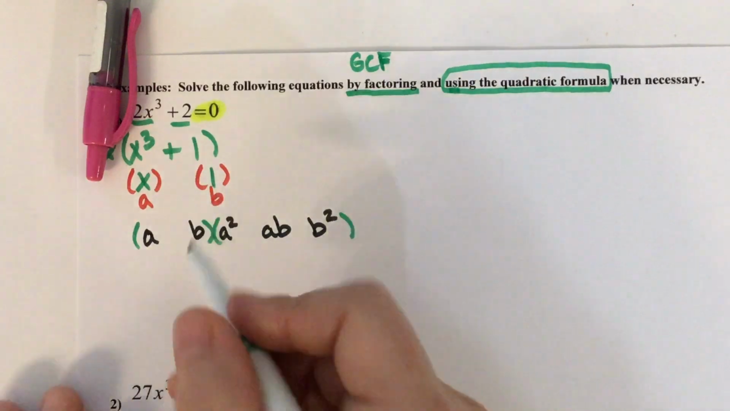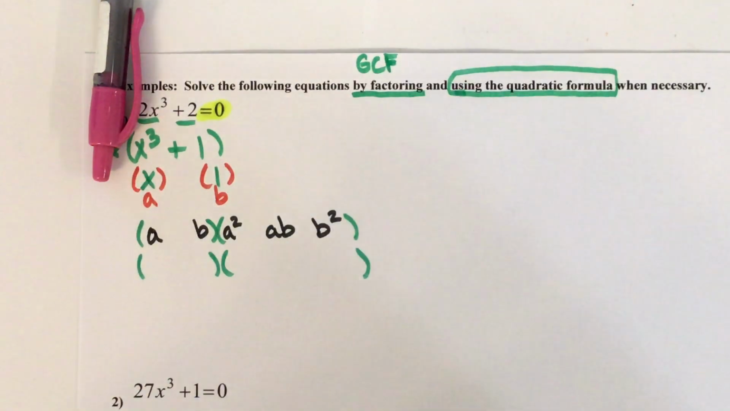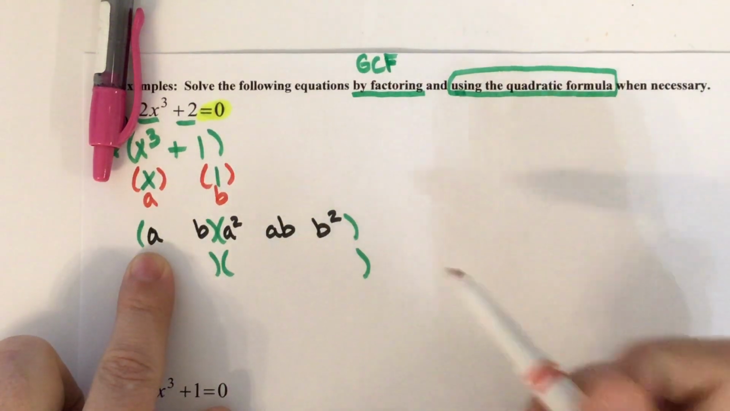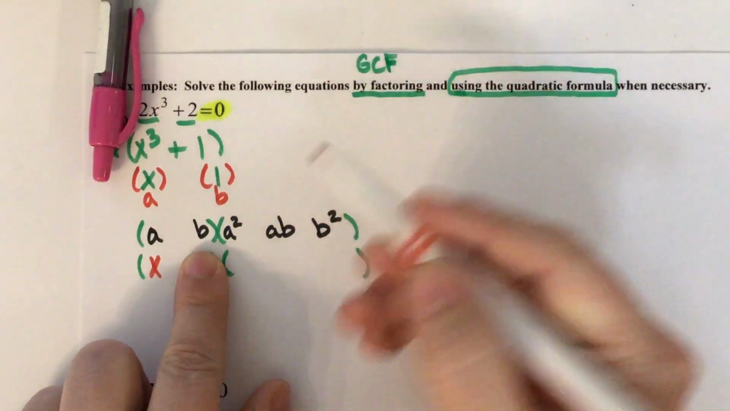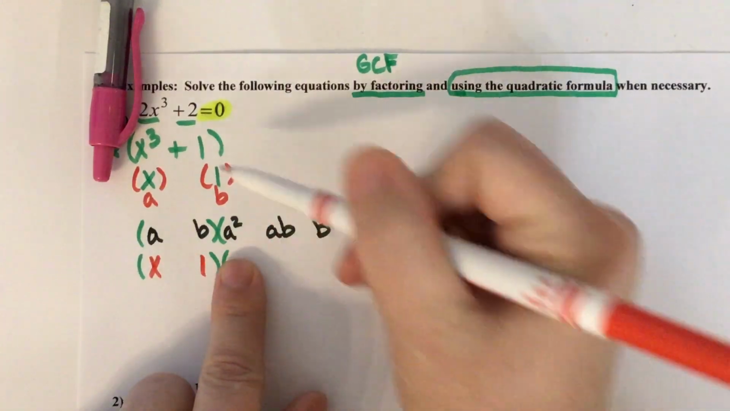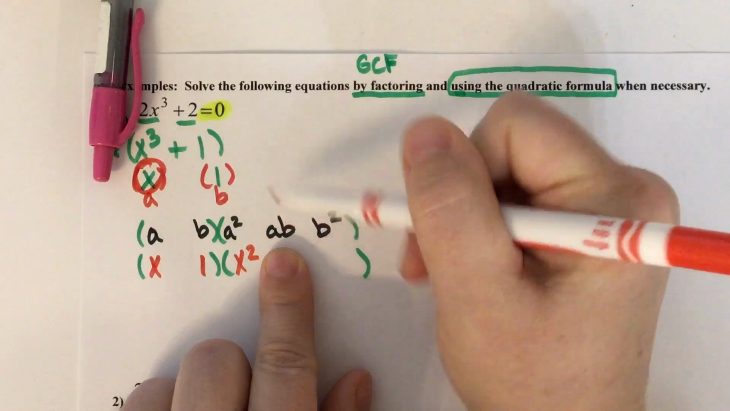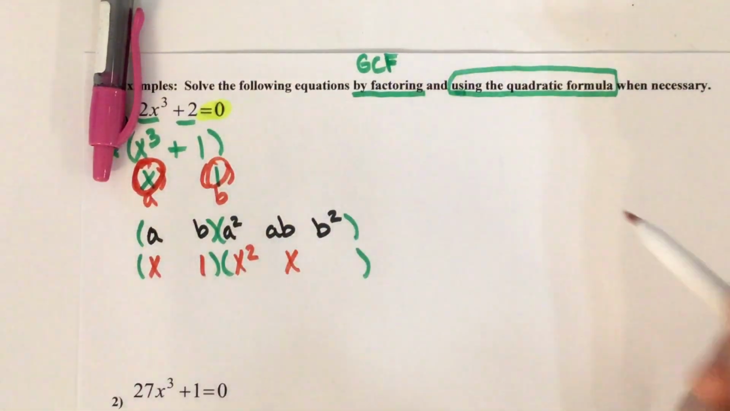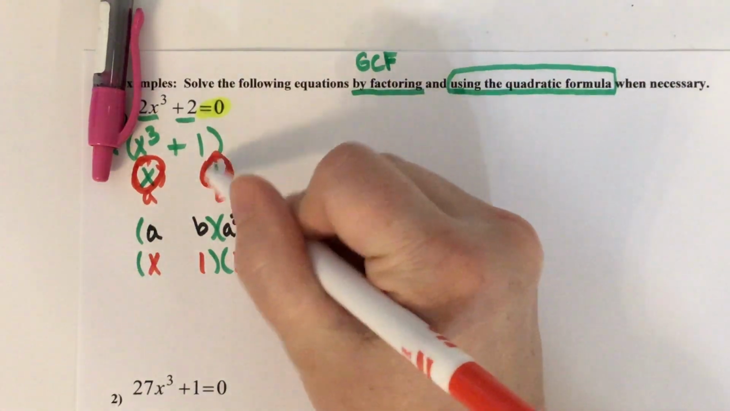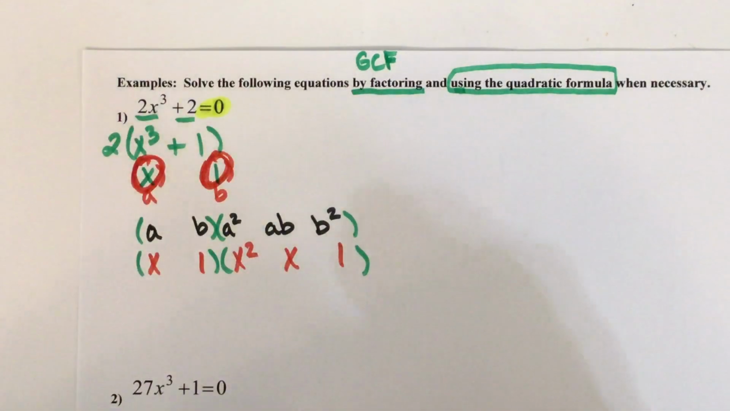Okay, so I've got my little baby set of parentheses and my big set of parentheses. So first I want my A. Well, who's A? X. Then I want B. That's a 1. Now take A and square it. X times X, X squared. A times B. X times 1, 1x or X. And then B squared, 1 times 1 is 1. And then I'm going to drop my GCF.